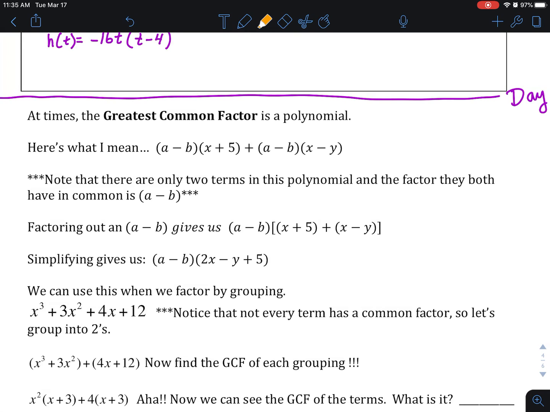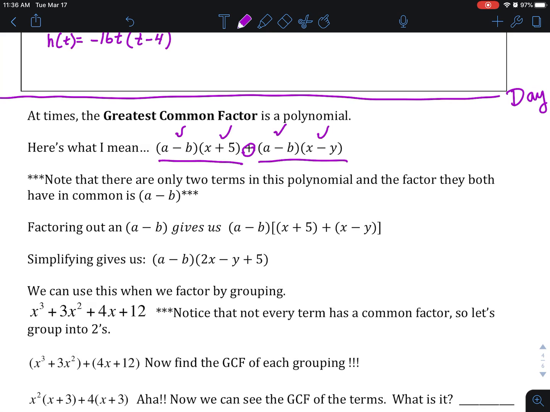Okay, so let's consider the polynomial written like this. We have the quantity a minus b times x plus 5, plus the quantity a minus b times x minus y. Now, you'll notice that there are technically two terms here, separated by an addition sign. And each of those terms is already broken up into factors. The first term has two factors, and the second term has two factors.